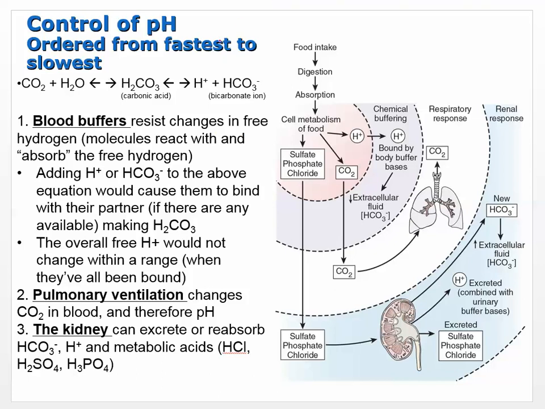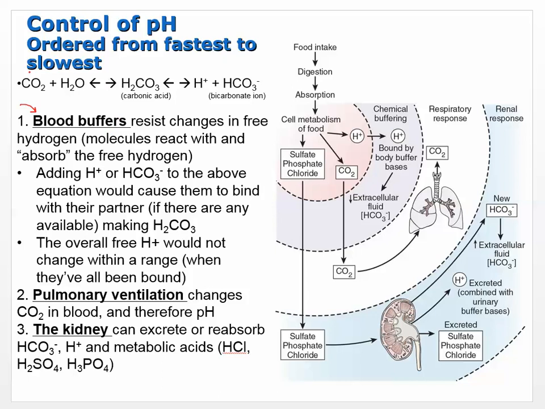So let's look at this nice, fun, complicated picture. Control of pH ordered from fastest to slowest. So if you swallow a bunch of acid, or if you get pumped with a lot of chemotherapy drugs that have to be dissolved in a low pH or an acidic medium, well, you've got blood buffers that will immediately soak it up.